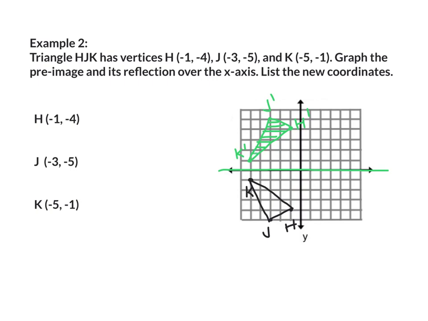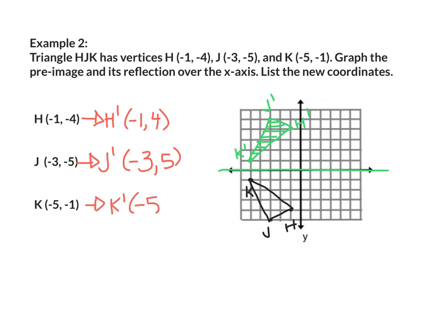So now they want me to list the coordinates. So remember, at the beginning of the lesson, I did say that when we reflect over the x-axis, our x stays the same and our y becomes negative. So for H prime, it's going to be (-1, 4). For J prime, it's going to be (-3, 5). And for K prime, it's going to be (-5, 1). And those are our new coordinates.